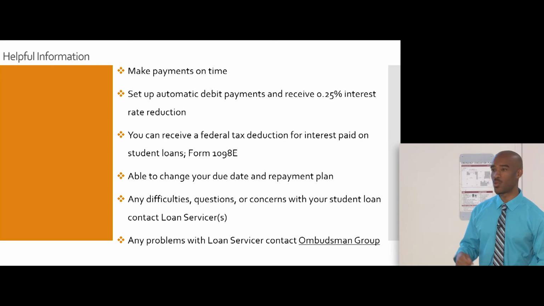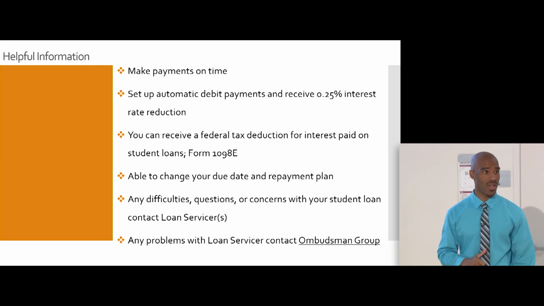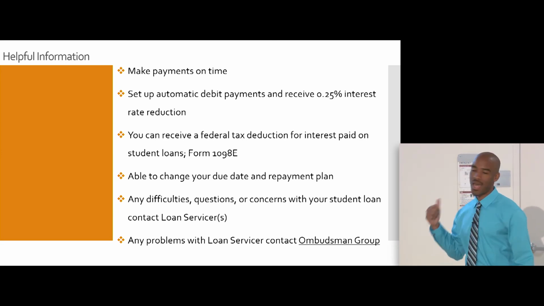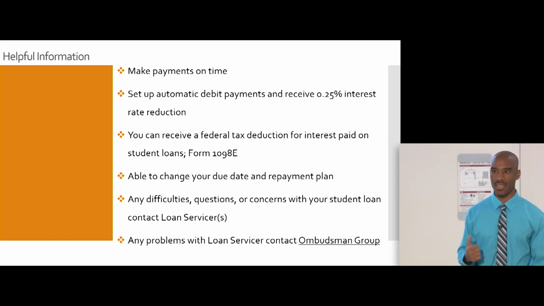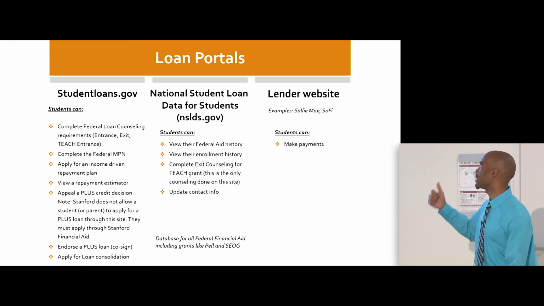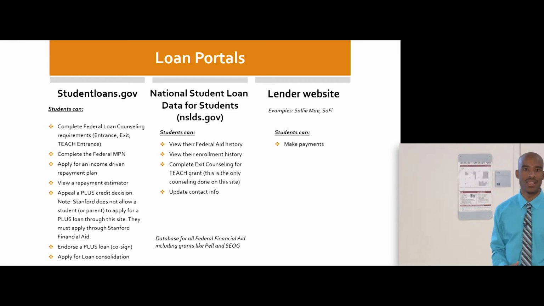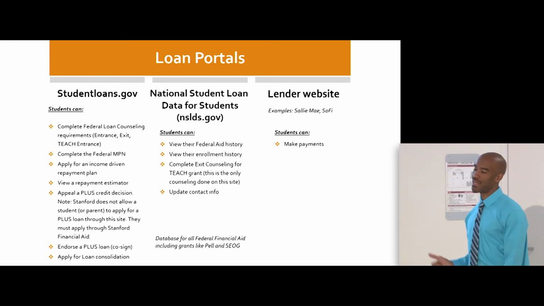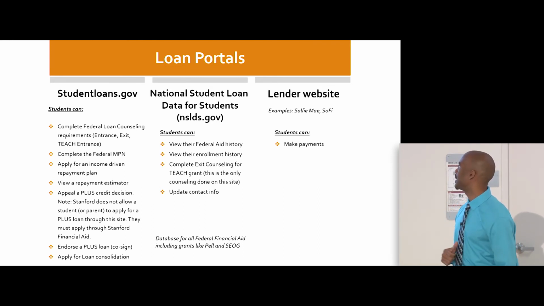And if you have any problems in regards to your servicer, you can go to the ombudsman group. They are like a mediator between you and your servicer. And so here are all the links: studentloans.gov, you go to NSLDS, and then the lender website.